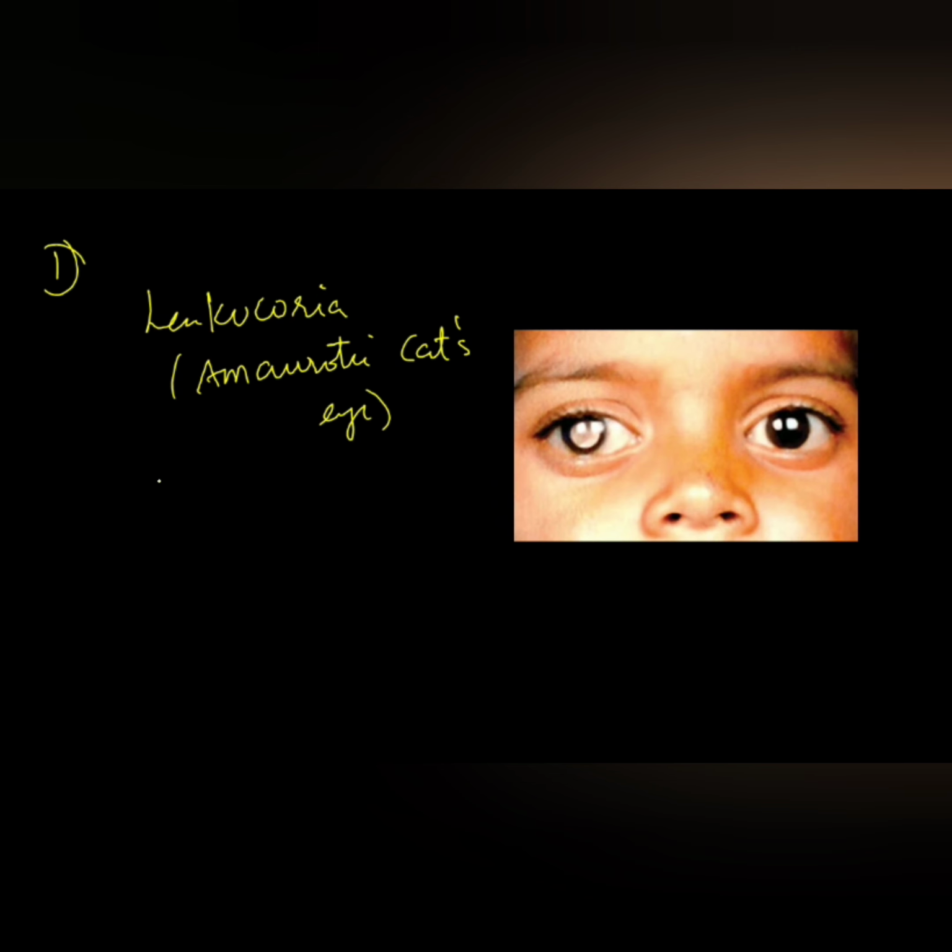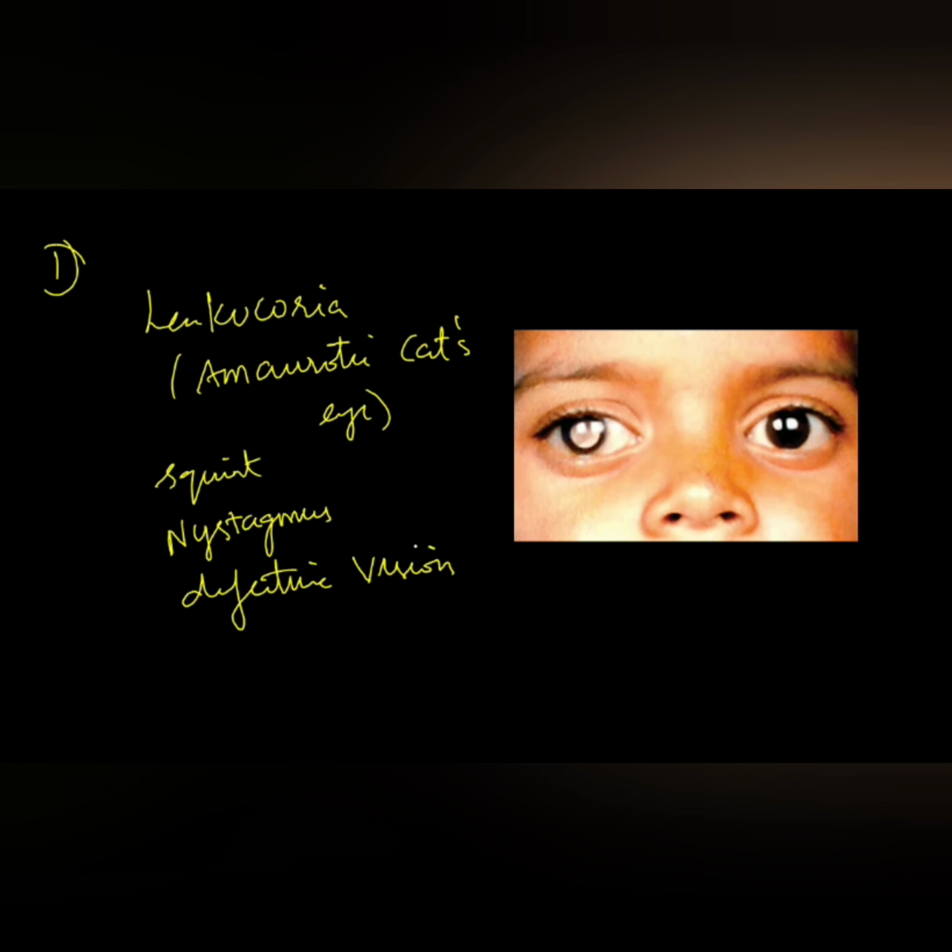Some children can also develop squint, especially convergent squint. Very rarely they can also develop nystagmus. Apart from that, they can also have defective vision.